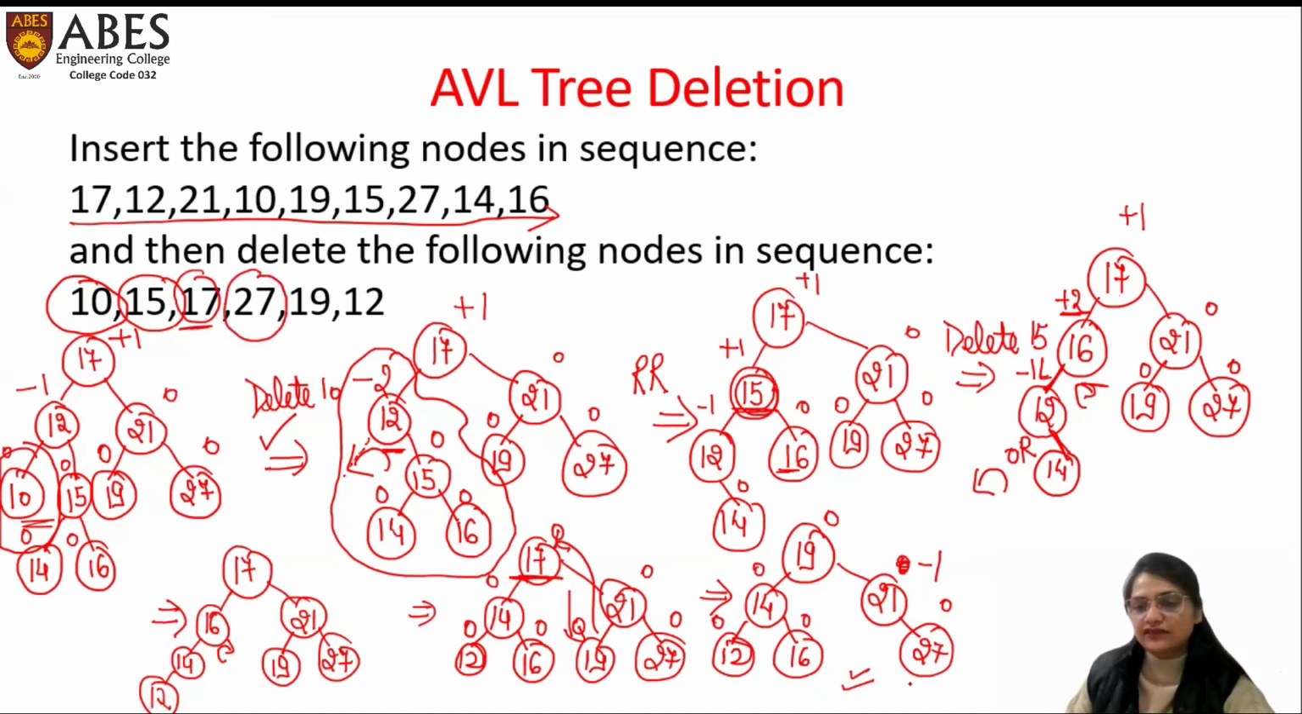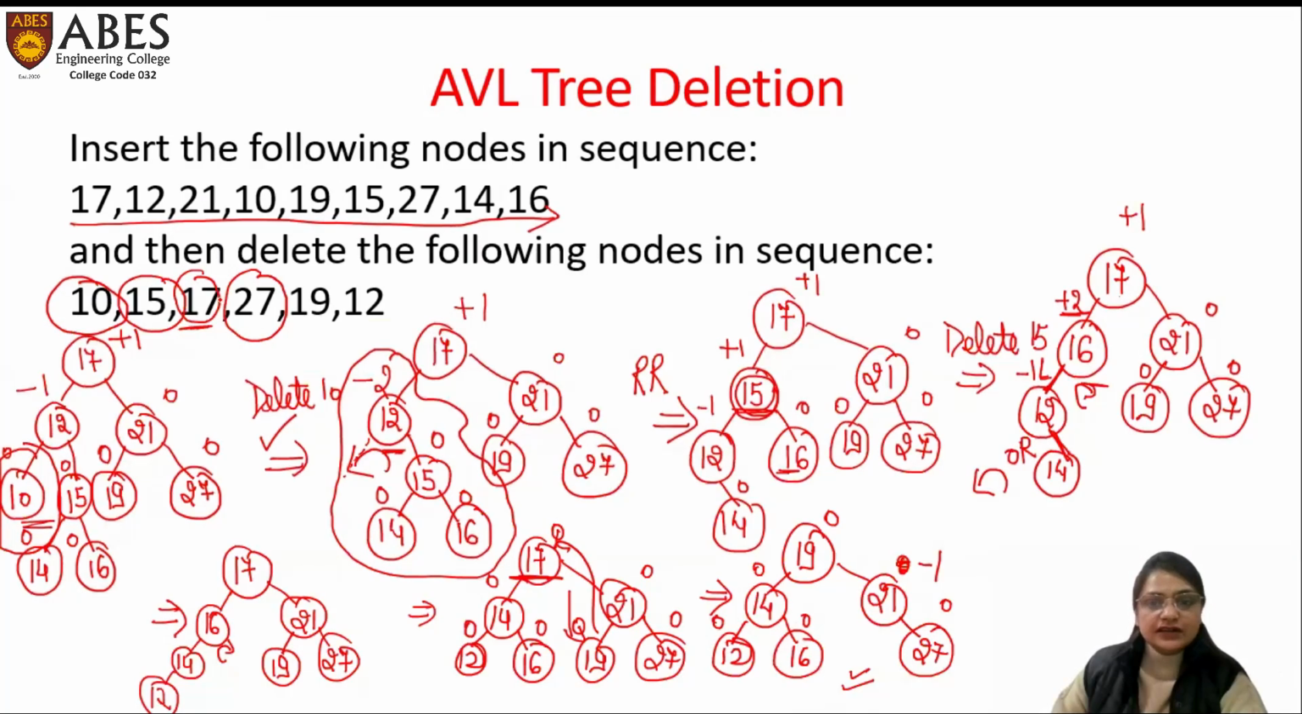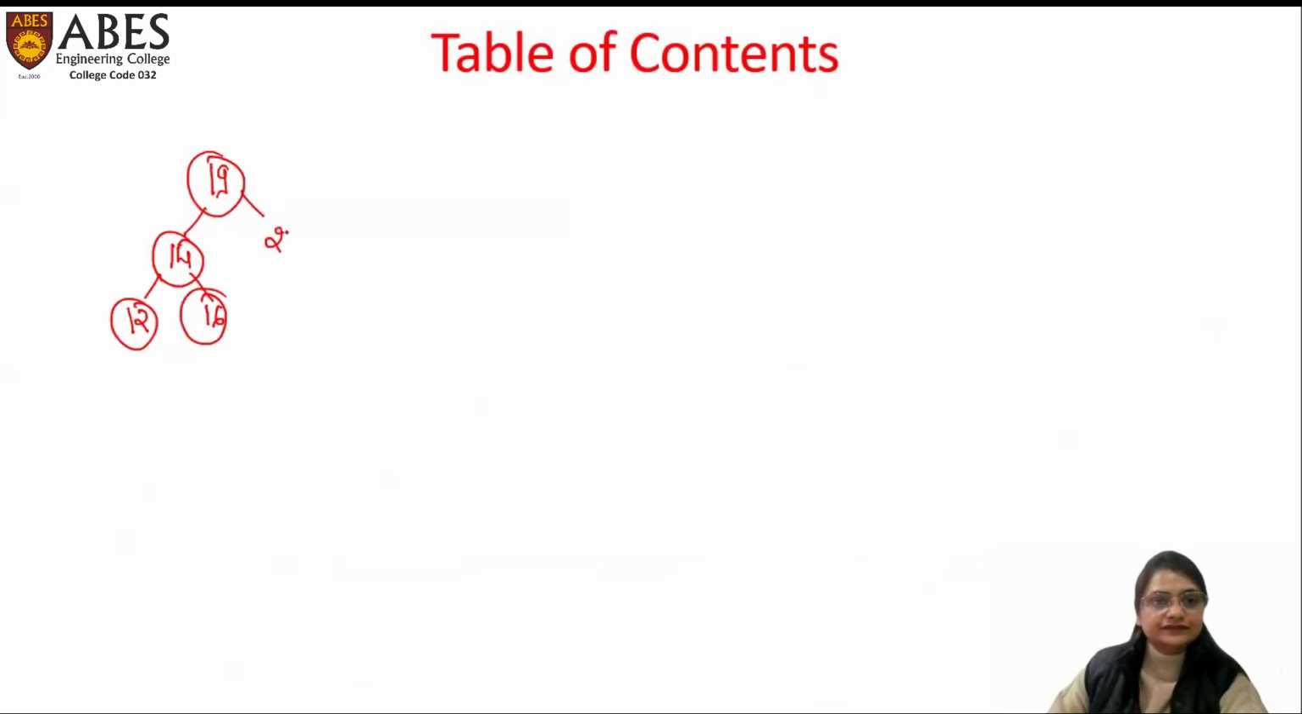Again, next, the element to be deleted is 27. 27 has no child. We can directly remove 27. First of all, let us draw this tree again onto the next slide, which is 19, 14, 12, 16, 21, 27. We have to draw the tree here. 19, 14, 12, 16, and 21 and 27.